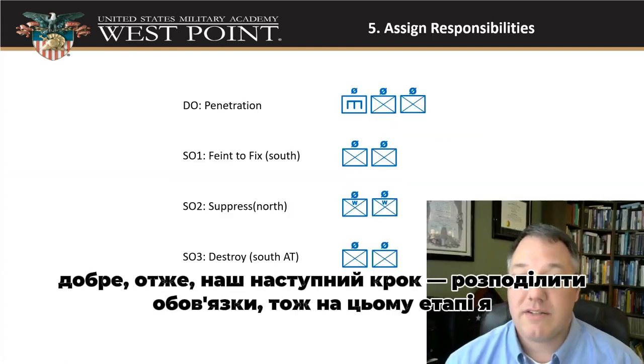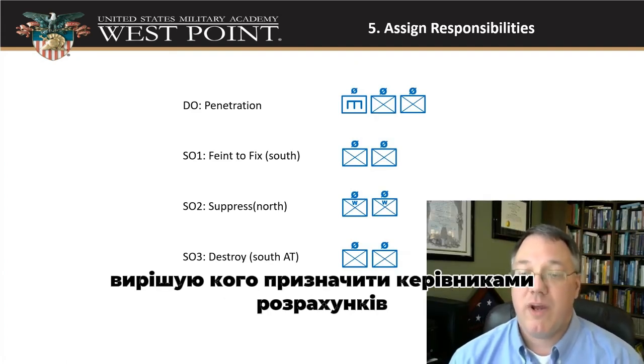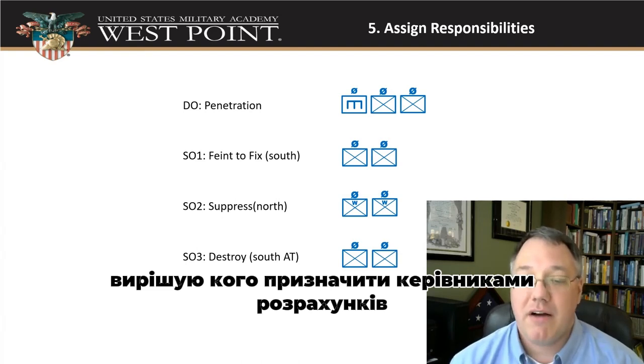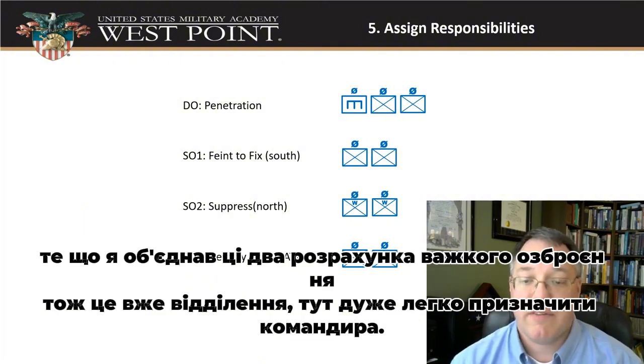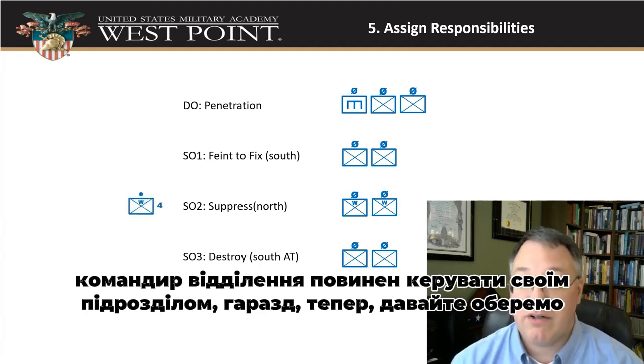All right, so our next step is to assign responsibilities. So at this point, I've just laid out these generic fire teams. I have to decide what leadership to put in charge of them and who they're going to be. Now, when I look at this, the first thing I notice is I've got those two weapons fire teams together. So that's weapon squad. It's a natural fit. Weapon squad leaders should be in charge of their own element, right?